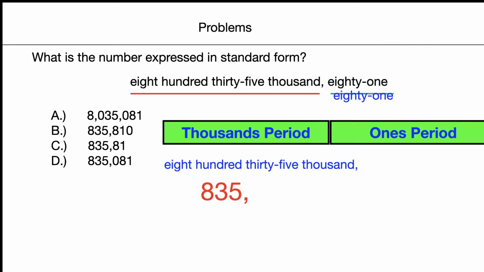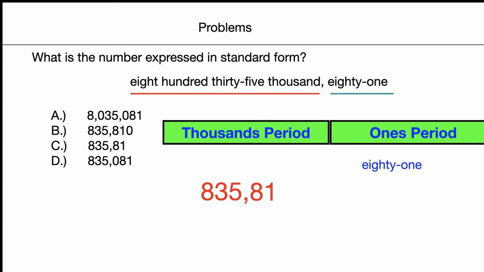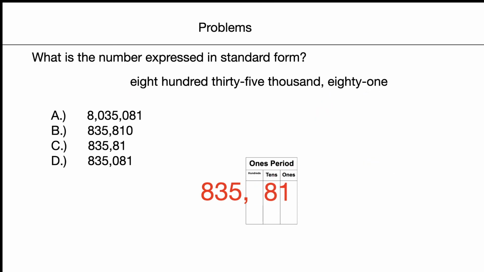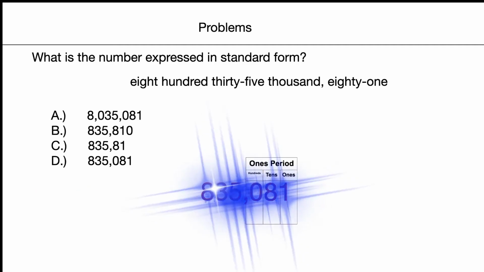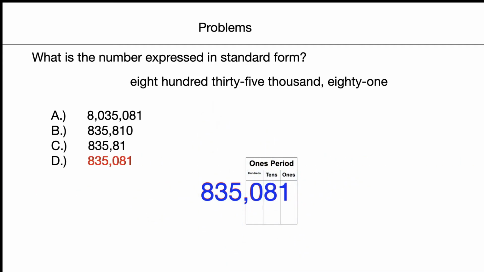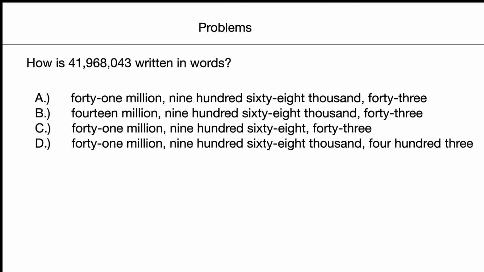In our ones period, we have 81. That would be 81. When we bring them together, does that look right? Remember we said that numbers come in groups of three, and that ones period should have a zero there. So if we look at it on a place value chart, notice that it does not say 800. It just says 81. So we need to slide that 81 over and put in a zero. And so our answer would be D, 835,081.